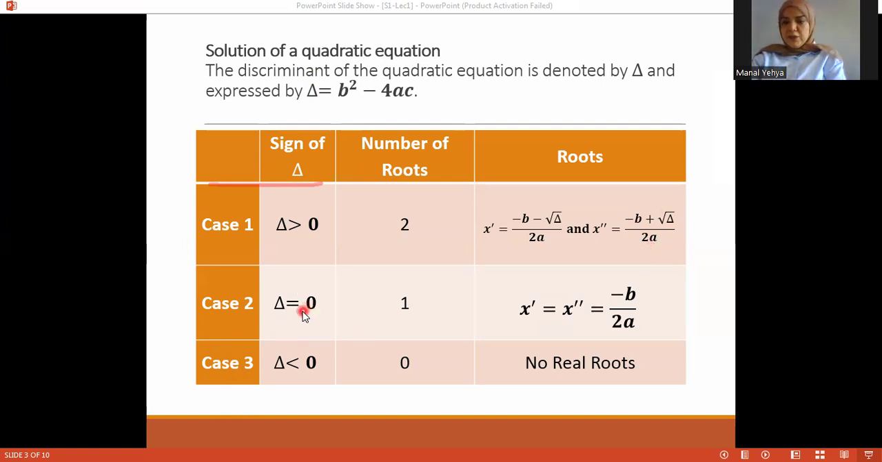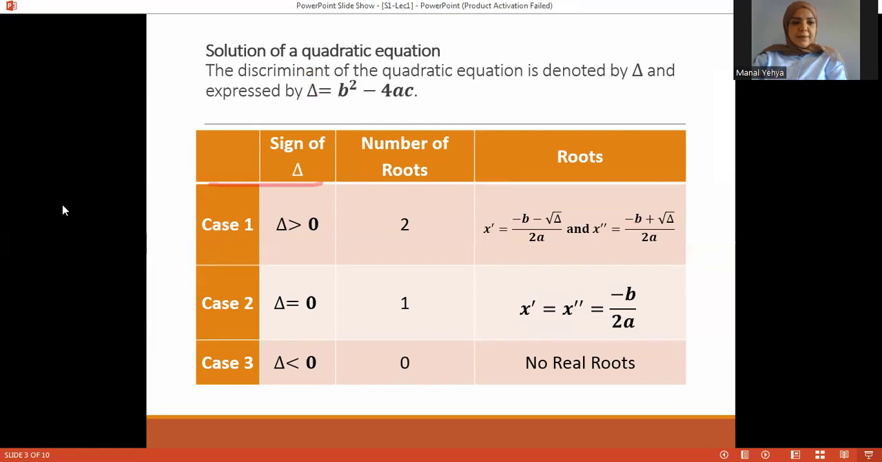If delta equals 0, then we have only one root, or one double root, okay? x1 equals x2 equals minus b over 2a. And if delta is negative, then we don't have real roots, okay? Let us take an example.